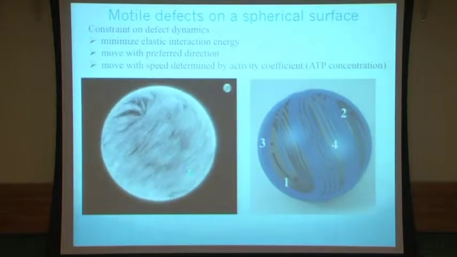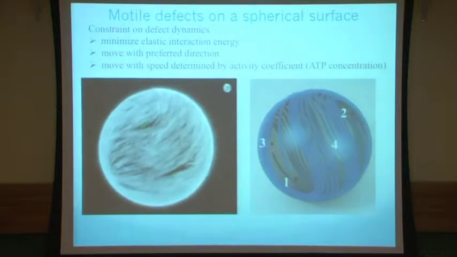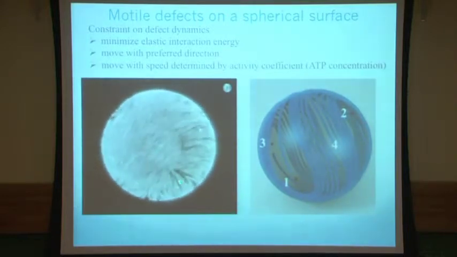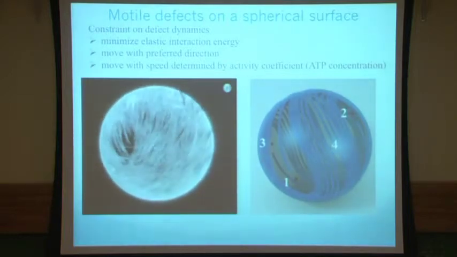This is a spherical shell, and there's elastic forces that cause them to repel each other. So you can see, for example, here, this defect moves in this direction, this defect moves in this direction, and they repel one another, right?